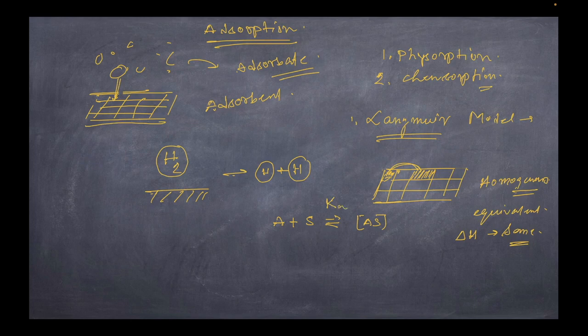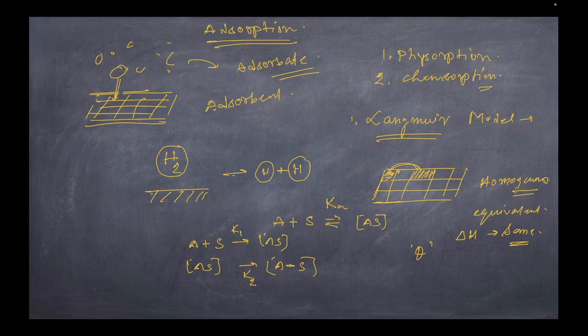Now how do you derive this surface coverage, that means theta? Let's say first the adsorption process, that means A plus S goes to AS. In this case the rate constant is, let's say, K1, and then the desorption process, that means AS goes to A plus S, the back reaction. Let's say in this case the rate constant is K2.